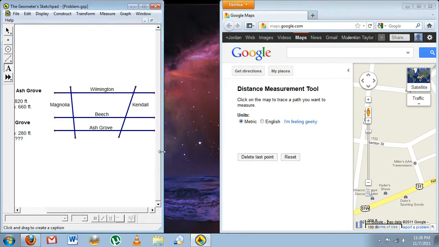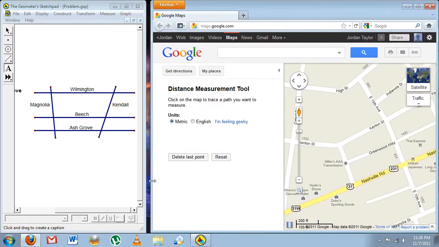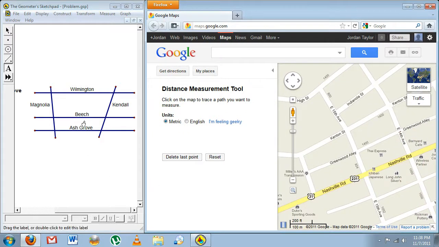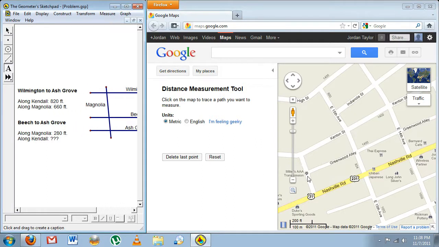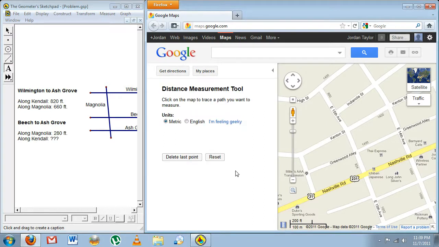I'm just going to shimmy this over. If we look, we can see we have our three parallel streets and our two transversal streets. Our next step will be to measure some of these distances that are provided. We can do that using the distance measurement tool that's found on Google Maps. I opened that up using this little ruler here in the corner. I click it and we get the distance measurement tool.